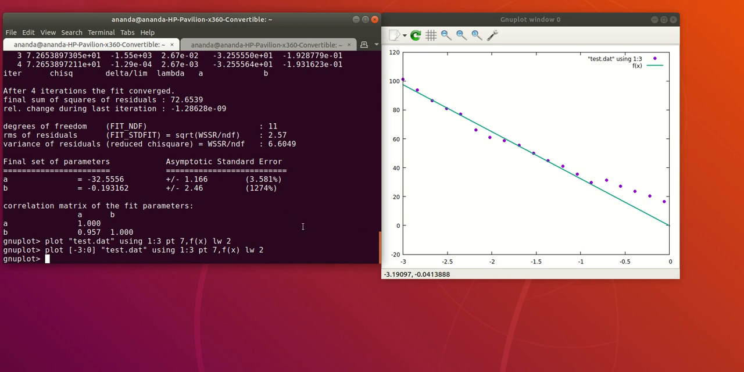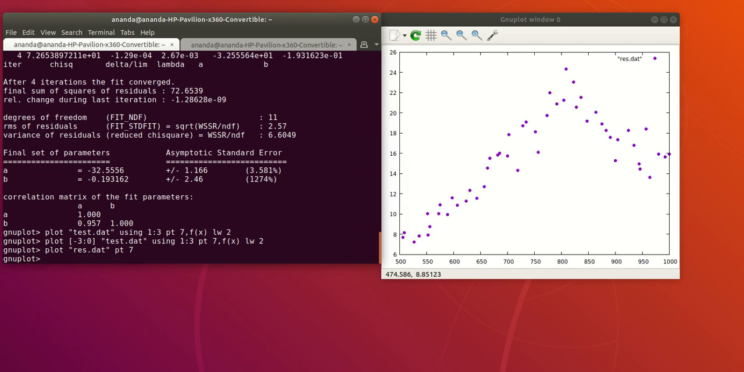To see an example of a nonlinear fit, let me now show you the result from a different data file. This data file is also in the directory that we are using. It's called res.dat. And if you look at the data in the file, once again let me plot it with point type 7. I'm pretty sure those of you with some knowledge of basic physics would immediately recognize why I am calling it res.dat.